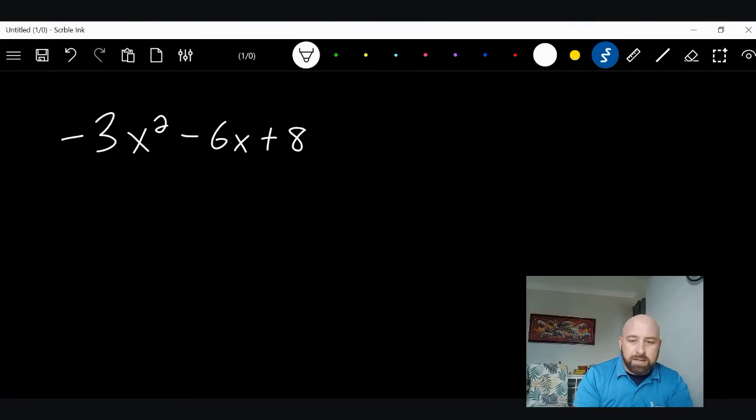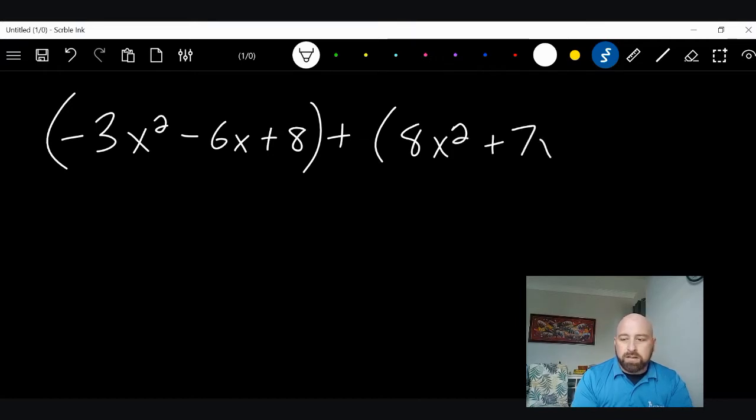Let's put one up here and let's talk about this. Let's do minus 3x squared minus 6x plus 8 plus. So that's our first polynomial. It's a trinomial. Plus, we'll put another trinomial on here: 8x squared plus 7x minus 14. Okay? So what we want to do is add or combine that.